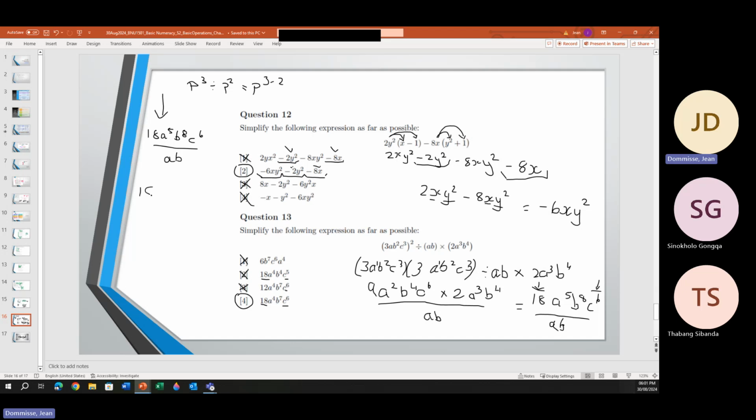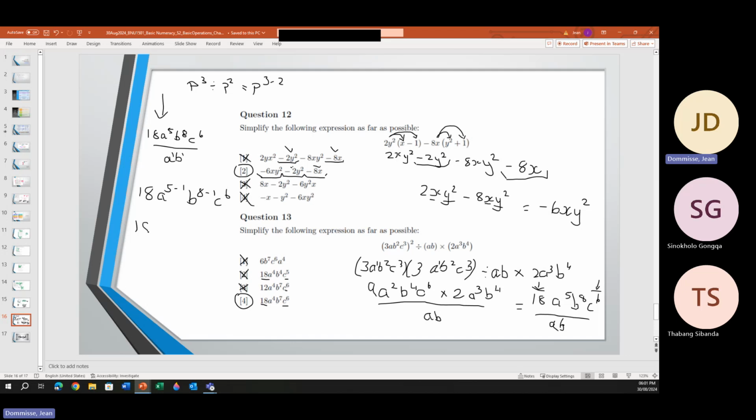So we say 18. There was A to the power of 5. At the bottom, there's a 1. We can say minus 1. The same for the B's. B to the power of 8 minus 1. And C to the power of 6 stays the same because there are no C's.